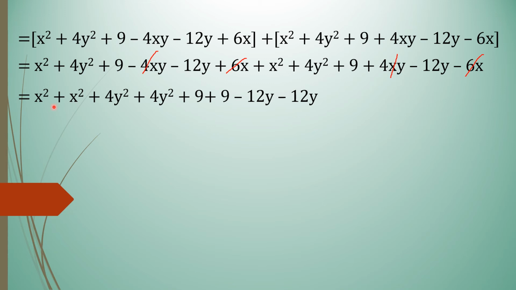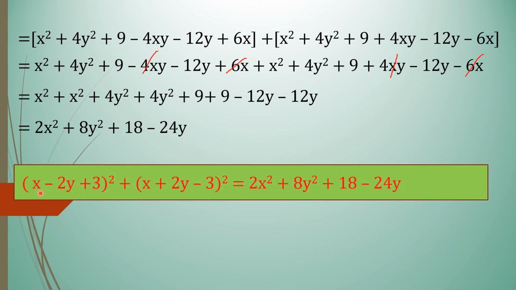So we'll do the addition of the like terms. So x square plus x square will become 2x square. 4y square plus 4y square, it will become 8y square. Plus 9 will become plus 18. Minus 12y and minus 12y, both sign are same. So we'll add the coefficient, that is we'll add the numbers and sign will remain minus. So 12 plus 12, 24. So it will become as both as negative, it will become minus 24y. So this is your answer.